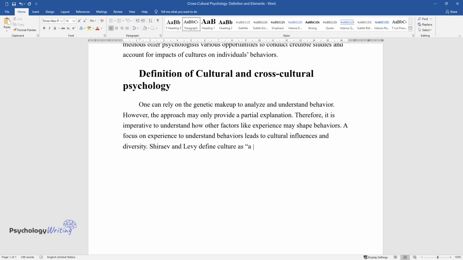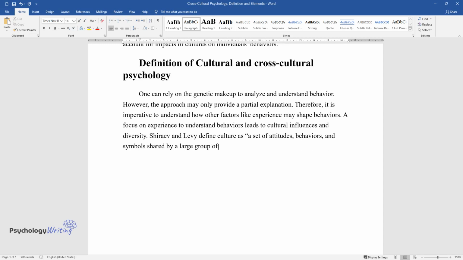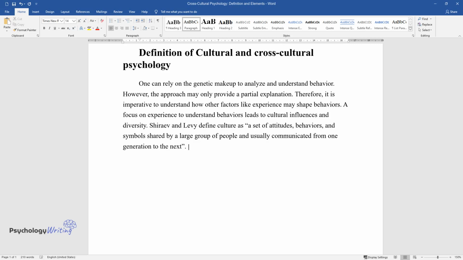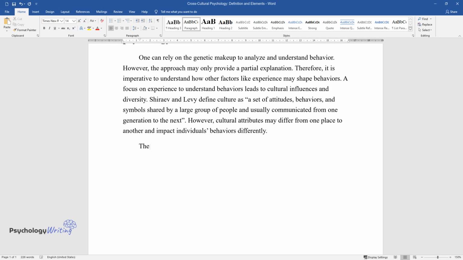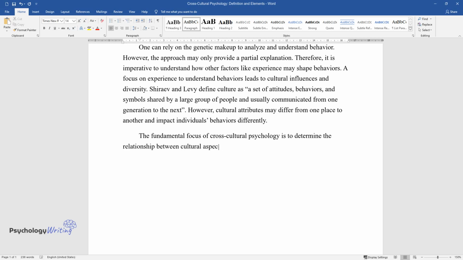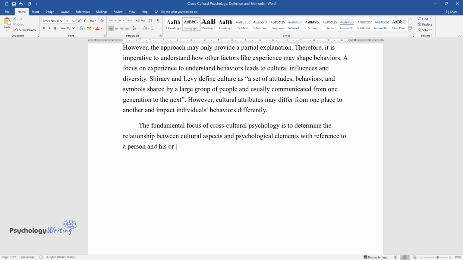Shiraev and Levy define culture as a set of attitudes, behaviors, and symbols shared by a large group of people and usually communicated from one generation to the next. However, cultural attributes may differ from one place to another and impact individuals' behaviors differently. The fundamental focus of cross-cultural psychology is to determine the relationship between cultural aspects and psychological elements with reference to a person and his or her environment.